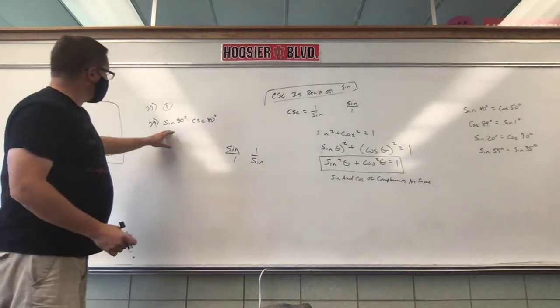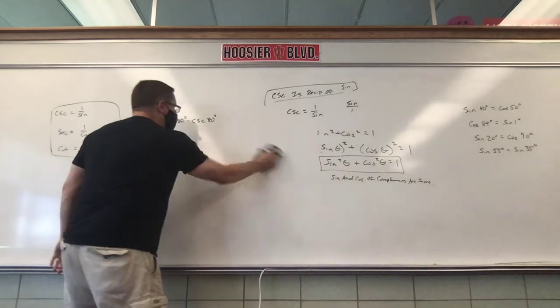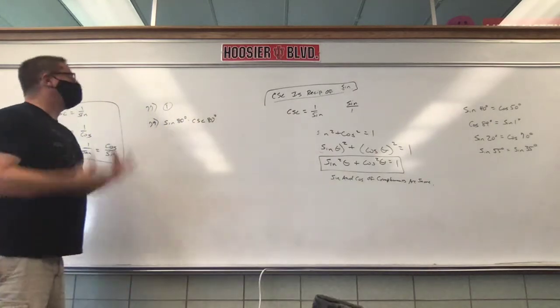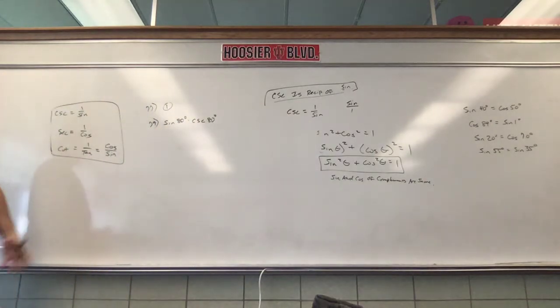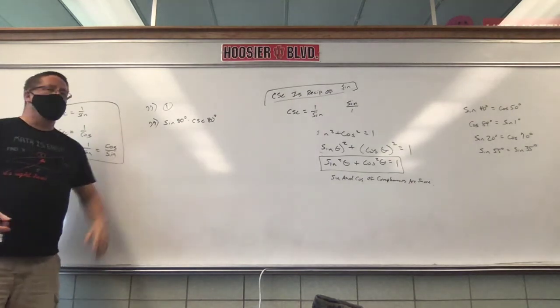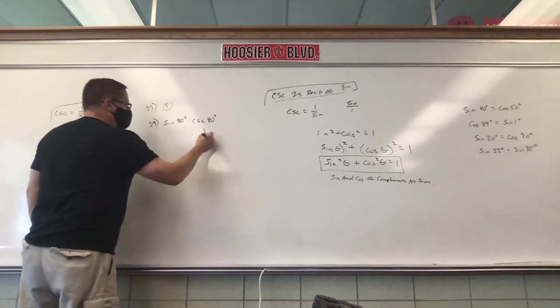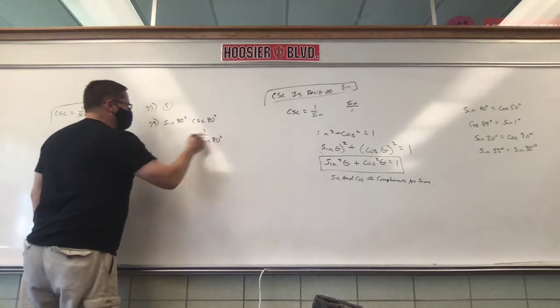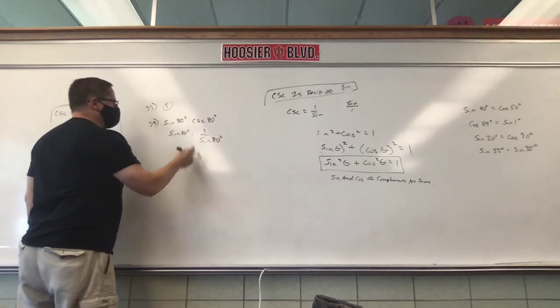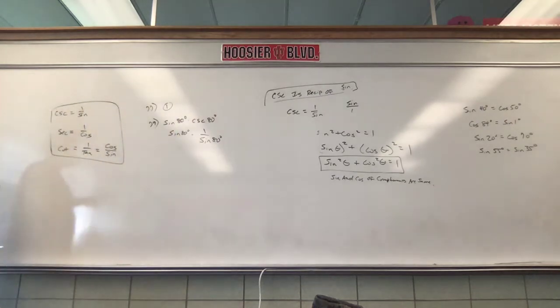But anyhow, let's look at this. Why did I bring all this stuff up here? Well, our angles are the same, that's cool, but we'd like them to be similar. And I like sines. So instead of saying cosecant 80, what is cosecant the same as? 1 over sine. So, 1 over sine 80. Not only are our angles the same, everything's in the form of sine.